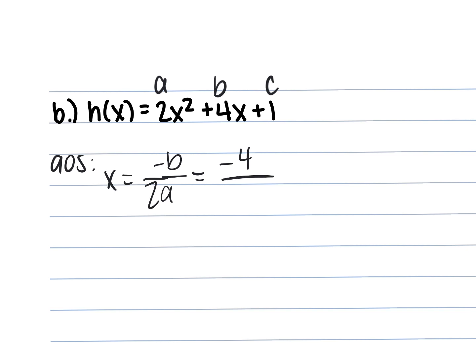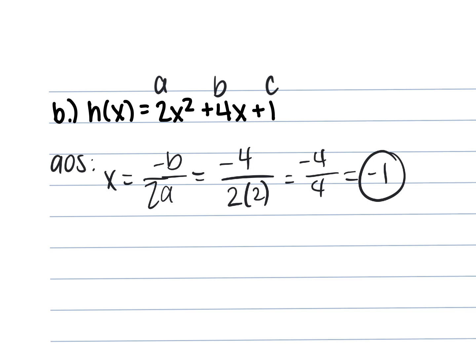So it's going to be negative what? 4 over? 2 times 2. Very good. What's 2 times 2? 4. So this is negative 4 over 4. What's negative 4 over 4? Negative 1. Bingo. So I have my axis of symmetry.